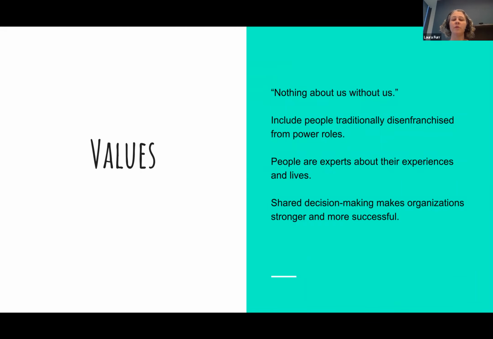And some values that I try to operate on is nothing about us without us. We should be involving people who are going to be affected by the decisions in the decisions that we are making. We need to include people who are traditionally disenfranchised from power roles, in particular in these kinds of decisions. It's easy to include someone who is used to sitting in meetings and making their voice heard. It's harder to include people who sometimes get pulled out of those decisions.